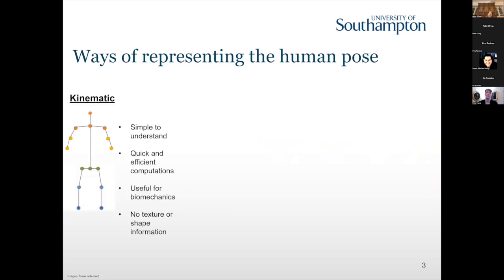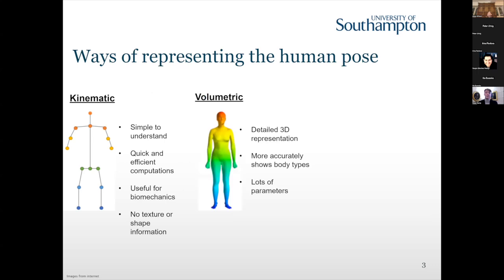So the way that I represent the human pose in my research is the kinematic structure. This is just a simple 2D skeleton, or 3D skeleton in my case, because it's simple to understand. It's quick and efficient for computations. It's just a vector of numbers. It's useful for biomechanics, so you can look at joints and limb angles. But sadly, you get no textural shape information. So we actually don't really know the size of the person or how their skin might interact with another person's skin. Then there's a volumetric representation.